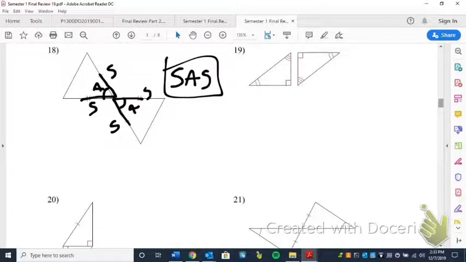19, notice that we have all three angles. So as we'll learn later in the year, these are similar. But that does not mean that they are congruent. We need a side. If we look back at the previous slide, we'll see that all of the... hold on. We notice that all of the theorems for congruence we have sides involved in them.